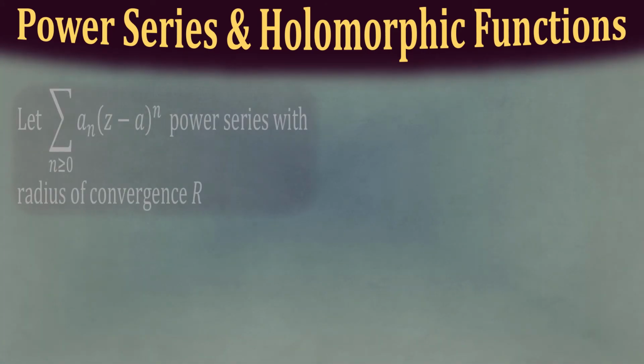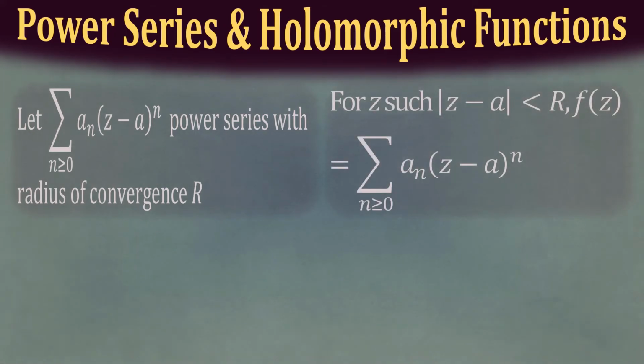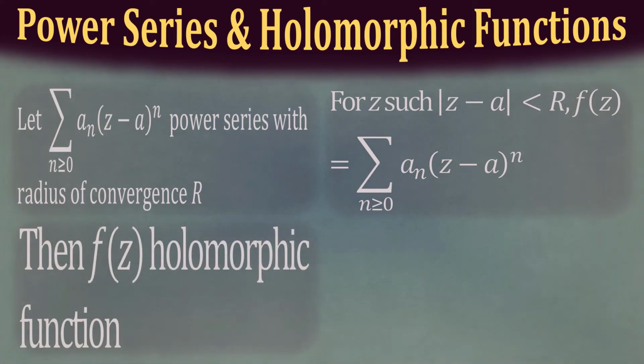Let the series over all n greater than or equal to 0 of a_n times (z minus a) to the n be a power series with radius of convergence r. For z such that the modulus of z minus a is less than r, let f of z equal the series over all n greater than or equal to 0 of a_n times (z minus a) to the n, then f of z is a holomorphic function.